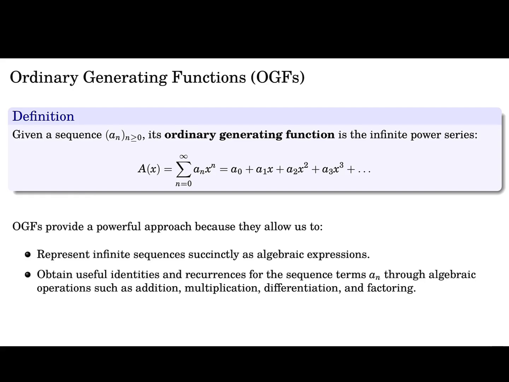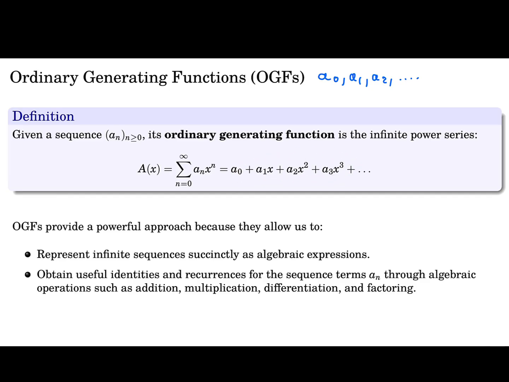So now that we saw an example with our coin problem, let's give the general definition for ordinary generating functions. So suppose you have a sequence, a_n, so you can think of it as you have some sequence, a0, a1, a2, and so on. Then the ordinary generating function of this sequence is this power series over here.